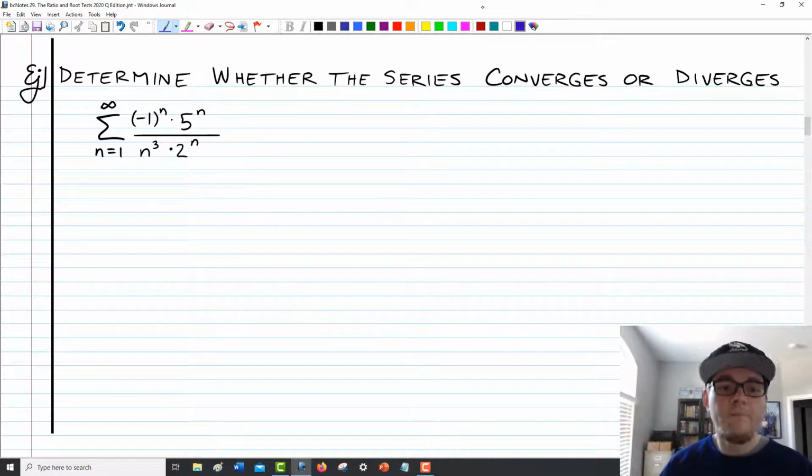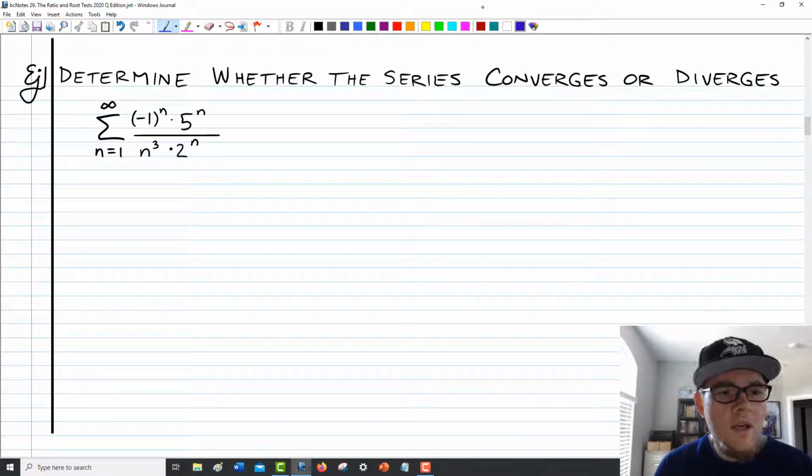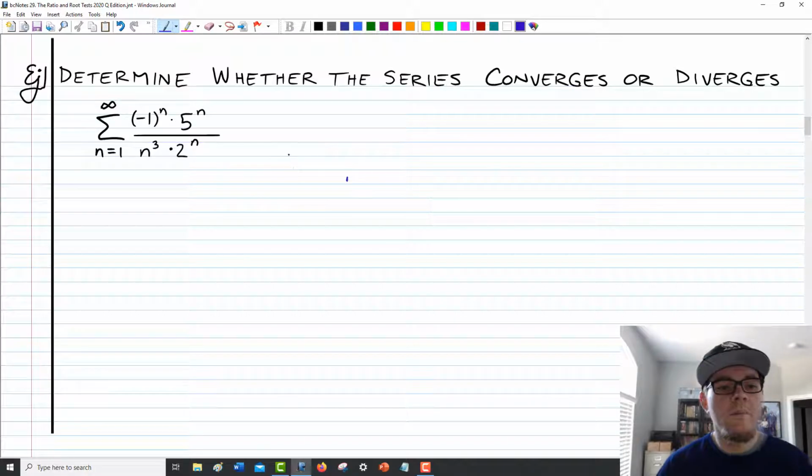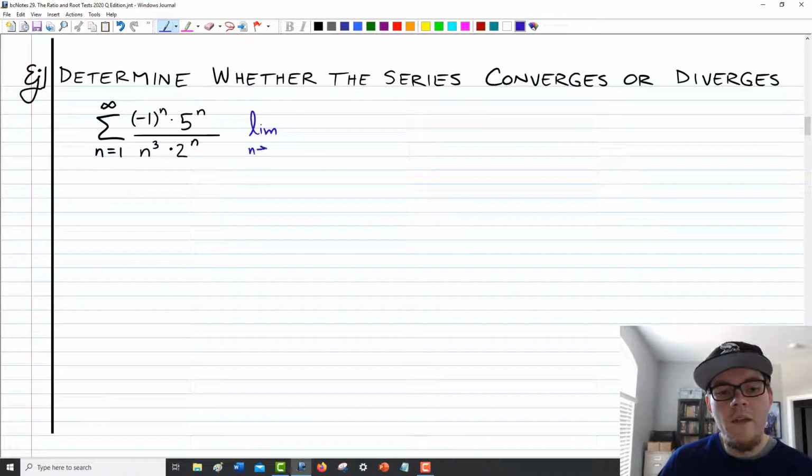But hey, whatever. Let's look at another example of the ratio test. So this one asks us to once again determine whether the series converges or diverges. We're looking at a series that again has a lot of pieces. So when we go to start things off at this point, of course, we know that we want to evaluate the limit as n goes to infinity of the absolute value of the ratio between the n plus 1th term and the nth.